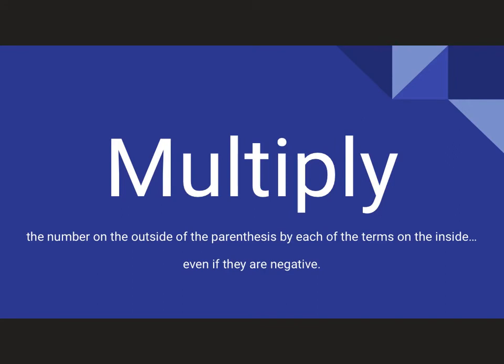Before we do that, let's just make sure we kind of summarize. We are going to be multiplying the number on the outside of the parentheses by each of the terms inside the parentheses, even if they're negative. So we're going to take the number on the outside of the parentheses, and let's say I have something on the inside. I'm going to multiply the number on the outside by everything on the inside. So 3 times t and 3 times 4, 12. And that's how we're going to expand.